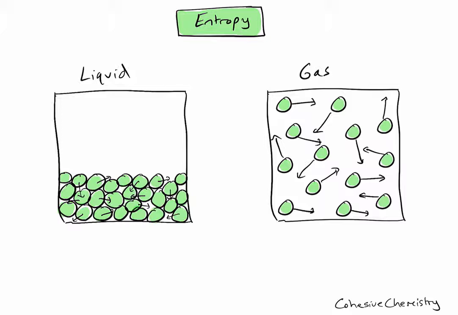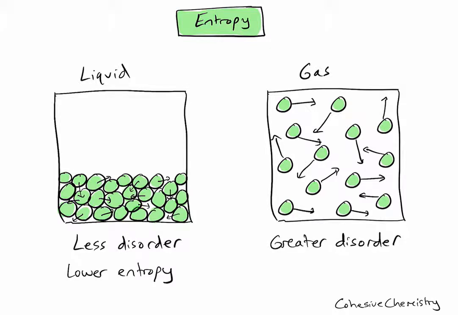So comparing these 2 states of matter, I would say that a liquid has a lower level of disorder, therefore lower entropy, whereas my gas has a higher level of disorder and so a greater degree of entropy. Let's now look at a second example.